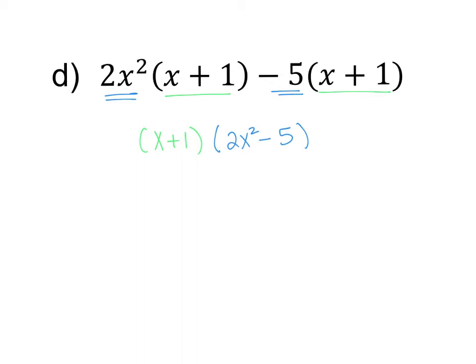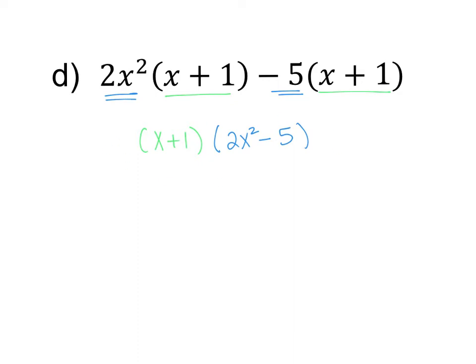And from here, if I look at this term, there's nothing I can remove. X and 1 don't have anything in common. And same thing on this side. This one has an x, this one doesn't have an x. So I can't pull anything out. And this is a 2 and this is a 5, and they don't have anything in common either. So these are my factors. And that's it.